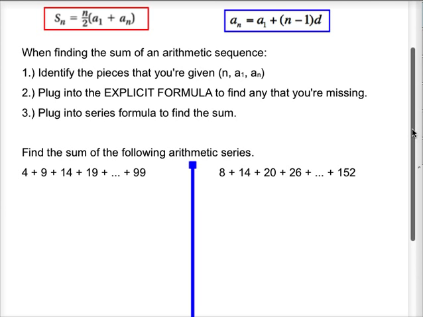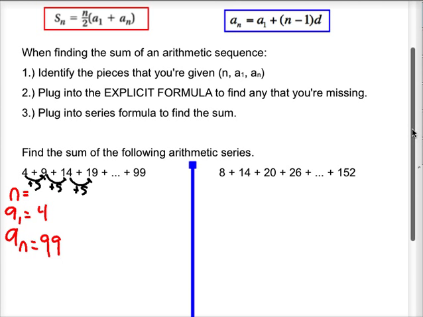So the things that I need for my summation formula, I know my first term, I know my last term, I just don't know n. However, remember you can use the explicit formula whenever you're missing a piece of information. So to use my explicit formula, the first thing is I do need to know what my d is. Well, hopefully you can tell you're adding 5 between every term.